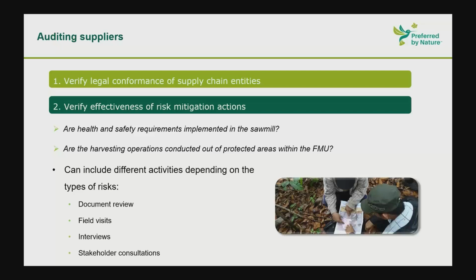So if you request a supplier to implement stronger segregation procedures, then you might want to visit the supplier at some point in time to verify that this is implemented efficiently. Auditing can happen either at any processing entity along the supply chain or at the forest level, and it can include different types of activities.